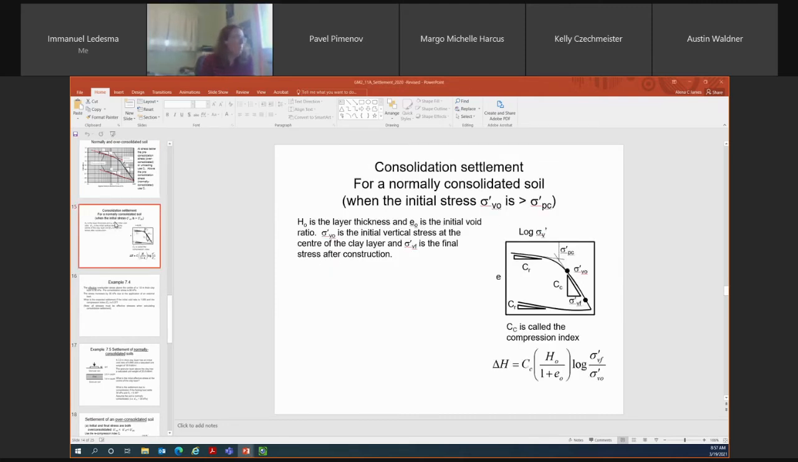Okay, so now we're going to move on to discussing how you calculate settlement for a material that has cohesion, so either a clay material or a silty clay material. For those of you who have reviewed the material, you'll notice that there are three different equations presented, and you have to have an understanding of the situation before the external load is applied and after the external load is applied to determine which equation is appropriate for the scenario being presented. So there are three different scenarios. The first scenario is calculating consolidation settlement for a normally consolidated soil.